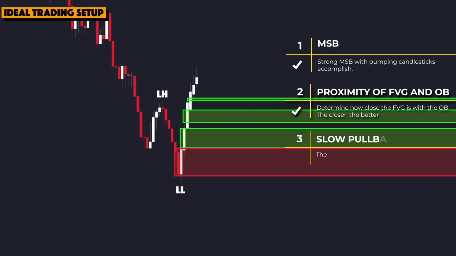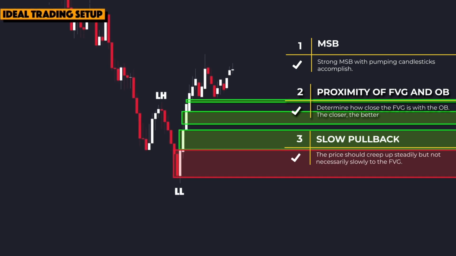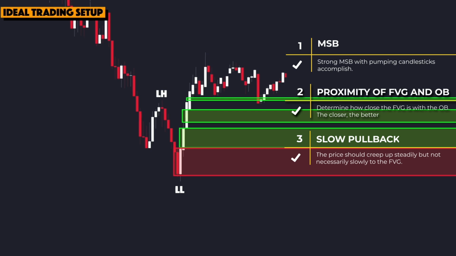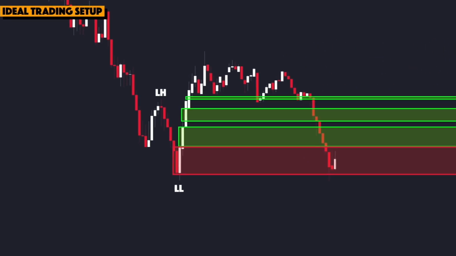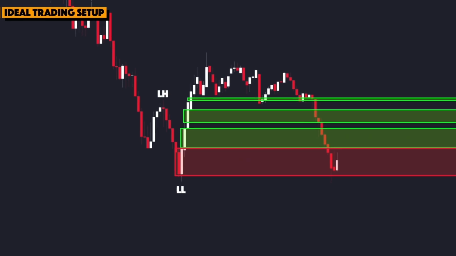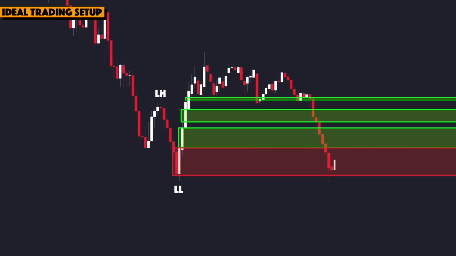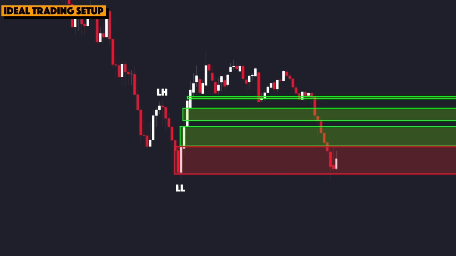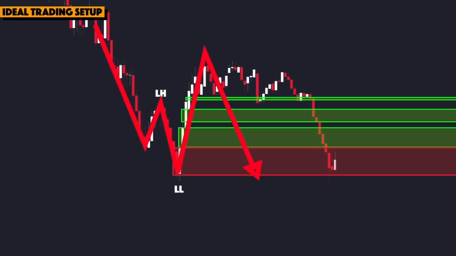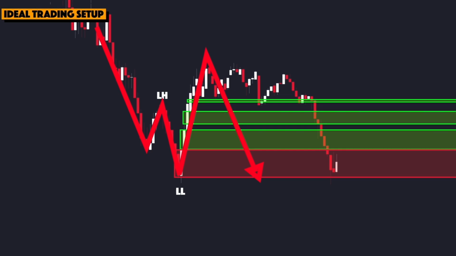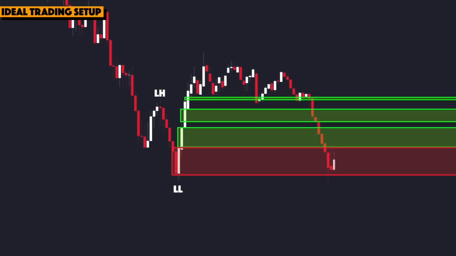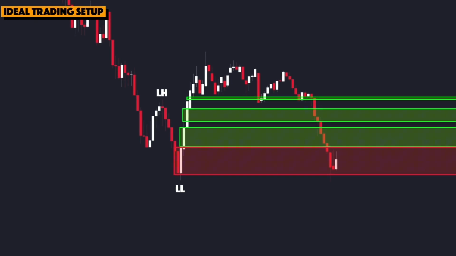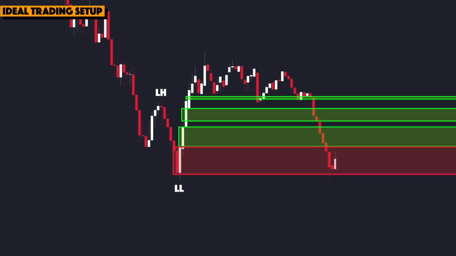The last thing I look for is a steady pullback to this zone. Now, this isn't exactly a quality of the fair value gap itself, but rather a quality of the trading setup. But nevertheless, it's important. You want the price to reach the fair value gap in a steady and controlled manner. If the descent to the fair value gap is aggressive like this, it's a bad sign, and you should stay clear of this trade. However, note how I say steady and not slow. Very important difference. Sure, price needs to reach the fair value gap steadily, but that doesn't necessarily mean slowly.